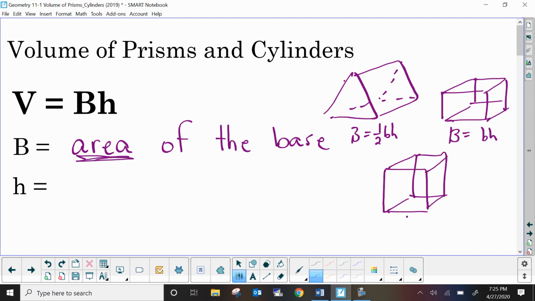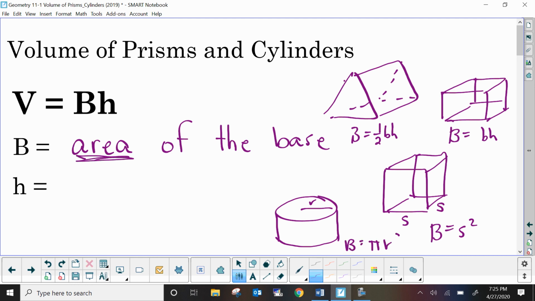If we have a square prism, since each side is S, your capital B becomes S squared. Or if we have a cylinder, because remember the base is a circle, the area of a circle, the capital B for this one would be pi r squared. Okay, so the capital B changes for each shape of the base.